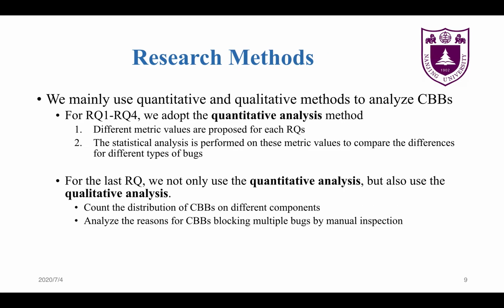This is our research method. It mainly uses a combination of quantitative and qualitative methods to analyze CBBs. From RQ1 to RQ4, we use quantitative analysis for each RQ. We propose different measures and calculate them, and then use statistical analysis to compare the differences of different types of bugs. For the last RQ, we also use a qualitative analysis method. It mainly includes two parts. The first part is to count the distribution of CBBs. The second part is to analyze the reasons why CBBs hinder multiple bugs.